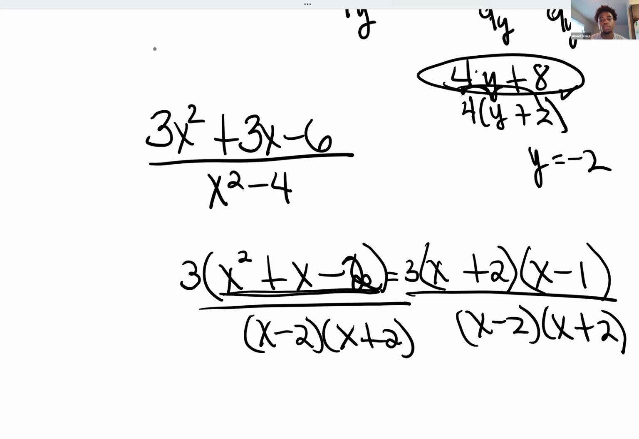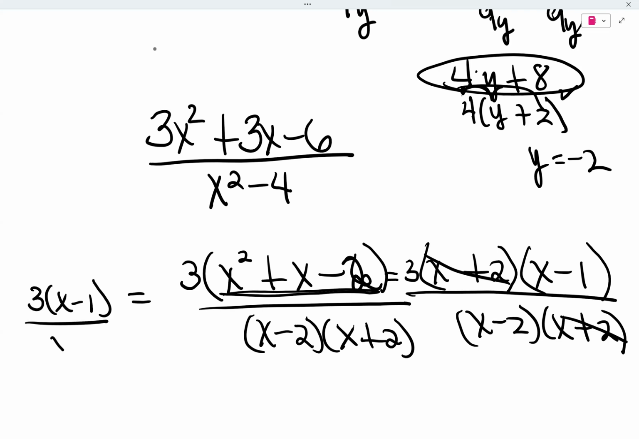And then with the x plus 2, they cross out. They cancel out. Yes, this cancels, correct? So your final answer here will be 3 parentheses x minus 1 over x minus 2.